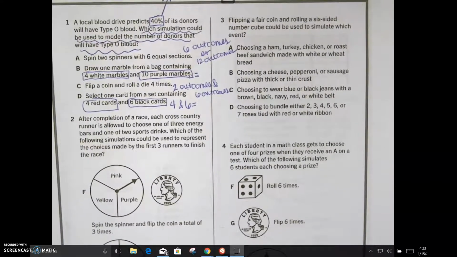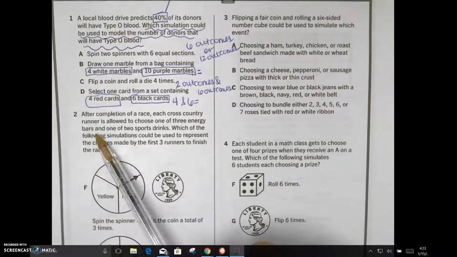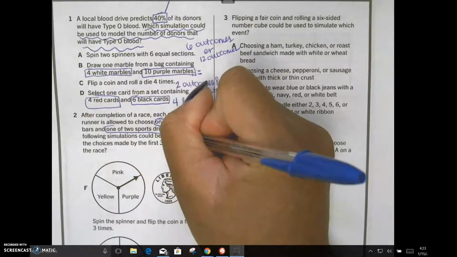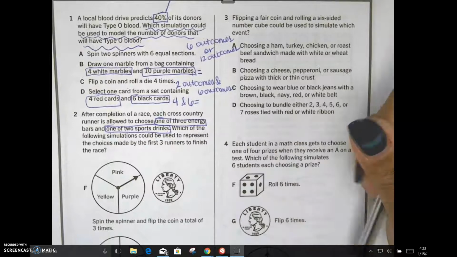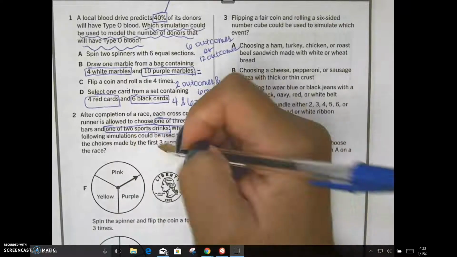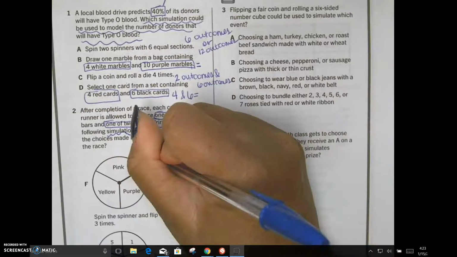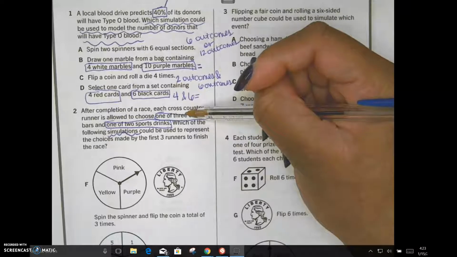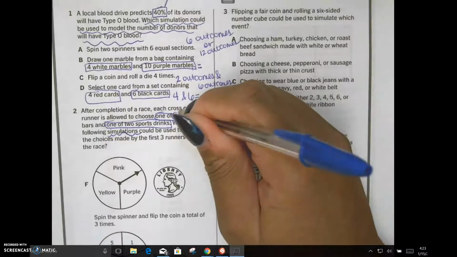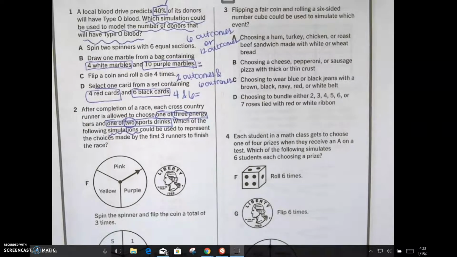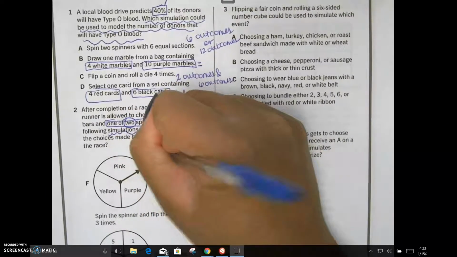So for number 2, it says after completion of a race, each cross-country runner is allowed to choose 1 of 3 energy bars and 1 of 2 sports drinks. So they get an energy bar and a sports drink. Which of the following simulations could be used to represent the choices made by the first 3 runners to finish the race? So I need a simulation. I need how many outcomes first? How many outcomes can I get here for the number of energy bars? What did I circle? 3. And how many outcomes for the number of sports drinks? So I need 3 and 2 outcomes.